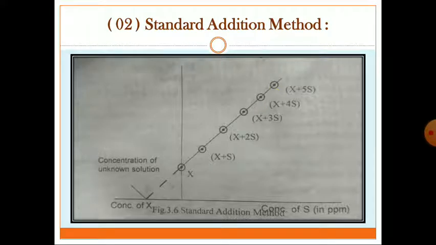When we draw the line through those points and extrapolate it, it reaches the x-axis, and there we get the exact concentration of that unknown x sample solution. This is called the standard addition method.